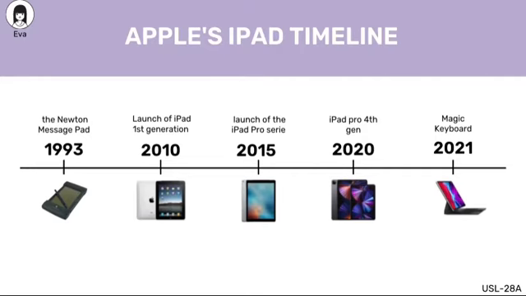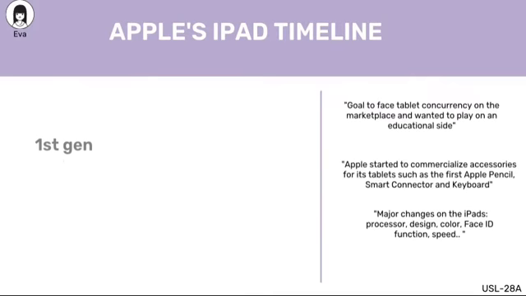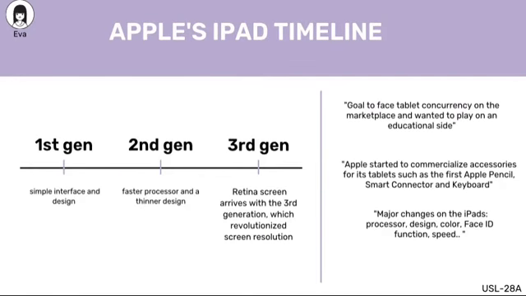To continue, the iPad stepped up with different designs, processors, interfaces, and then it went on adding different accessories over time. Let's start with the first generation. It is composed of a simple interface and design to keep the idea of the iPhone but bigger. Then comes the second generation with a faster processor and a thinner design. The Retina screen arrived with the third generation, which revolutionized the screen resolution.